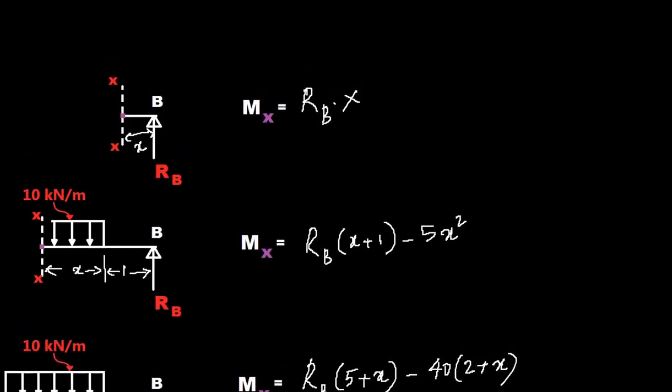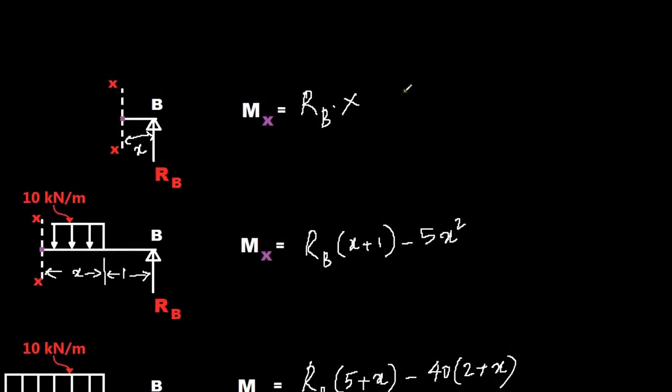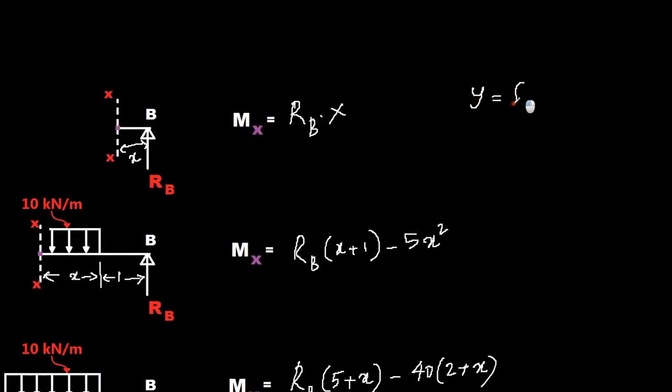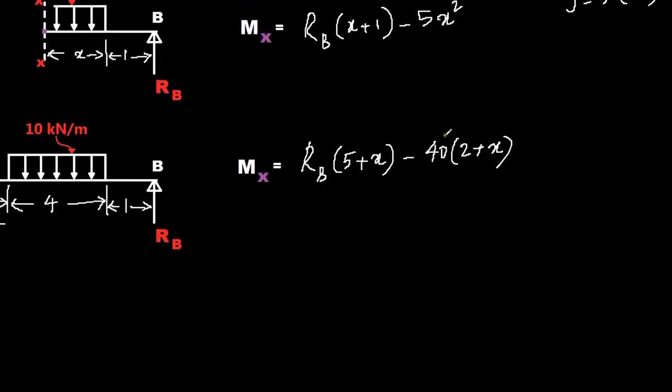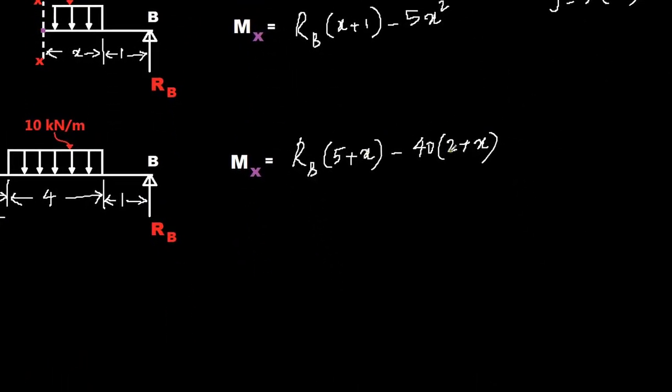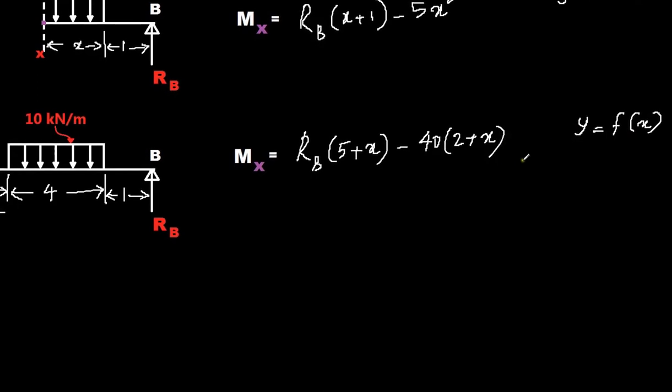Now you can see this is a linear relation, as it is in the format of y is equal to f of x. Therefore any line drawn based on this equation will be a straight line, whereas in this case the equation is in the format of y as a function of x squared. Therefore this is a curve, because it's not a linear relation. This equation will give you a curve. And in the third one, as in the case of the first, it is y equal to f of x, and therefore you will have a linear relation in this case as well.